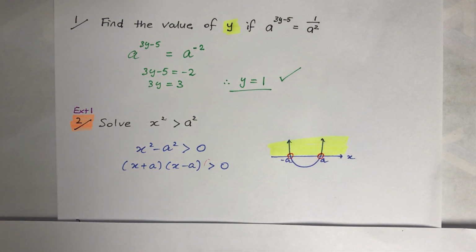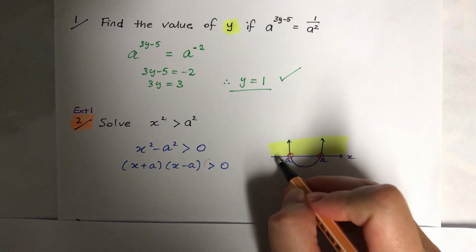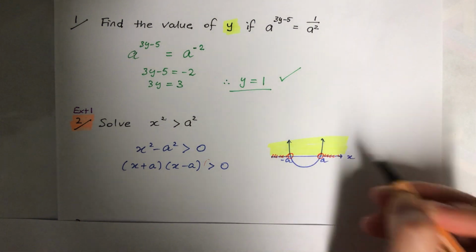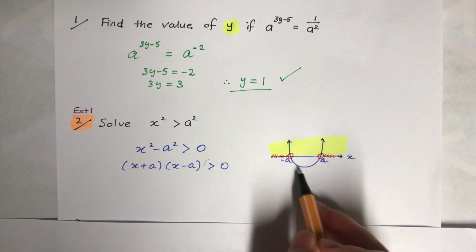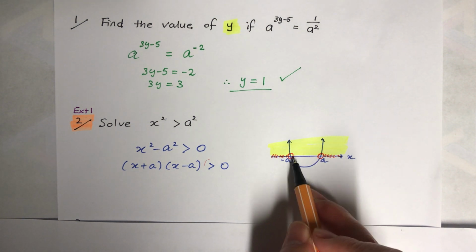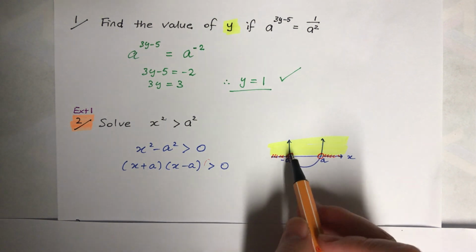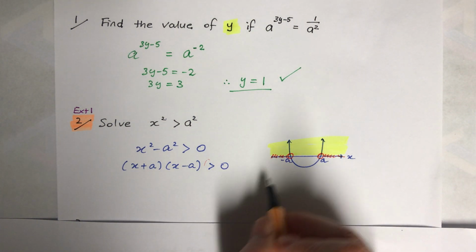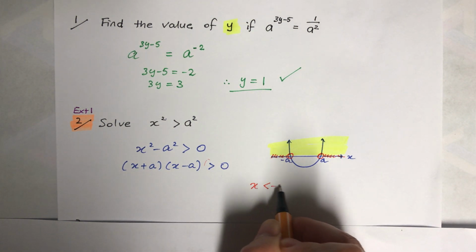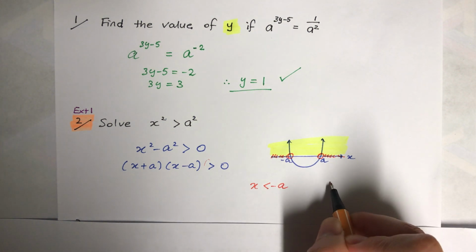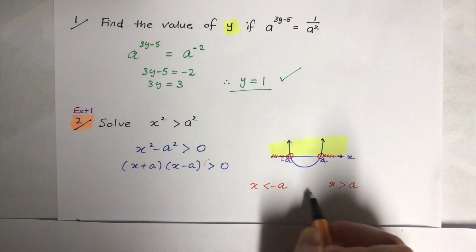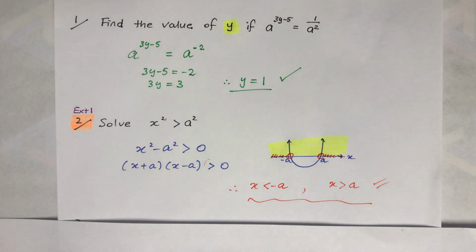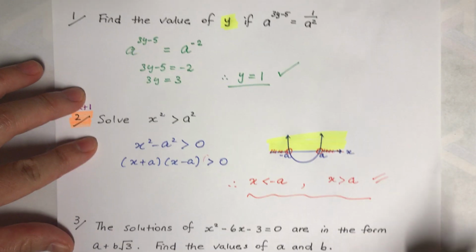Okay, so what I've got is this part or this part, because if it's less than 0, it'd be all this part, these x values here, but if it's above, these x values. So for this one, x is less than minus a. For this part, x is bigger than a. So my answer is this. Excellent. Okay, next one.